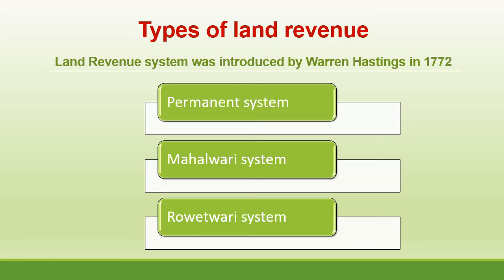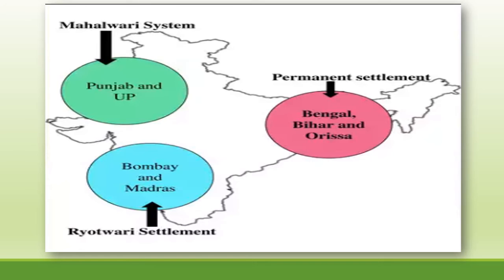There were broadly three types of land revenue policies in existence during the British rule in India. Land revenue system was introduced by Warren Hastings in 1772. Permanent Settlement, Mahalwari System, and Ryotwari System were the main land revenue policies. In this map, you can see the places where the three policies had been levied. So let me explain the three policies one by one.